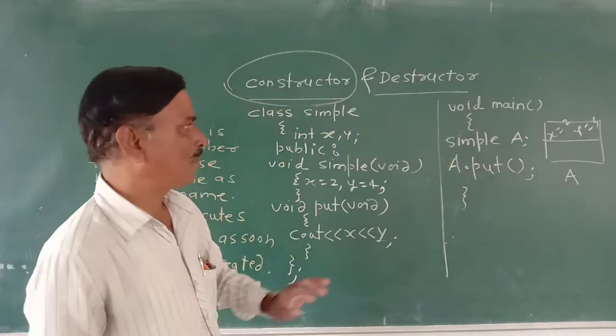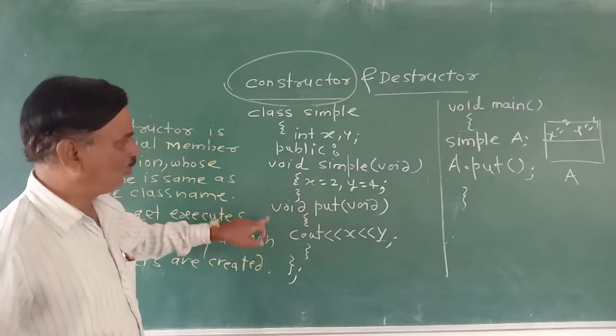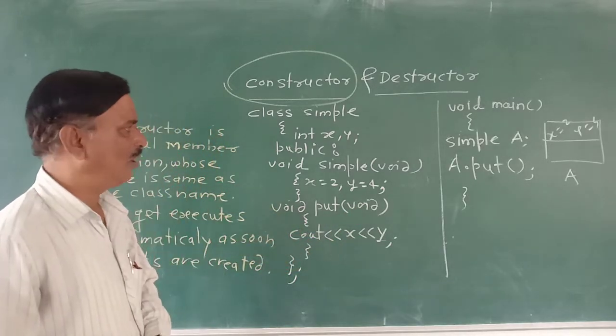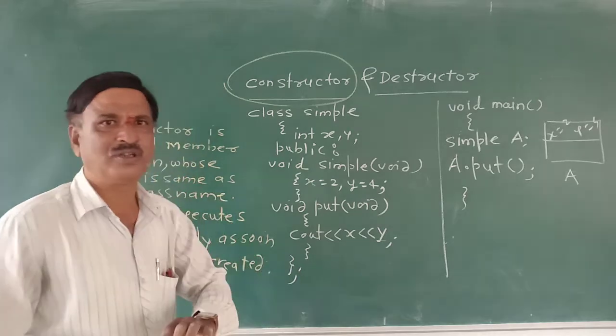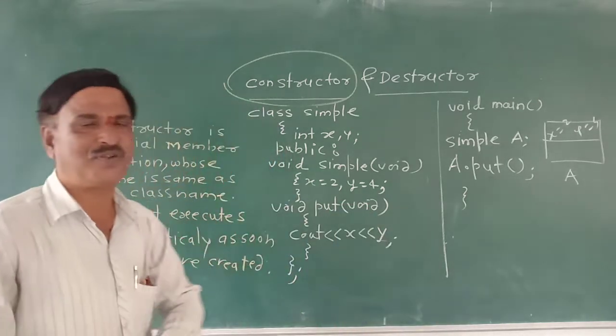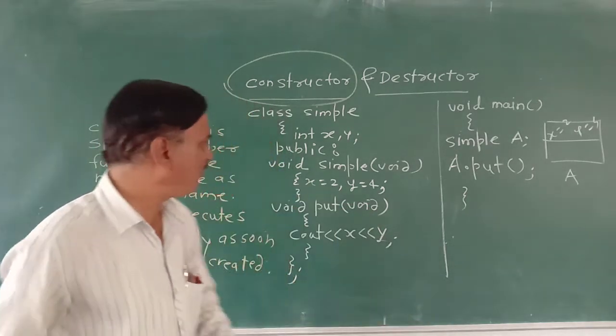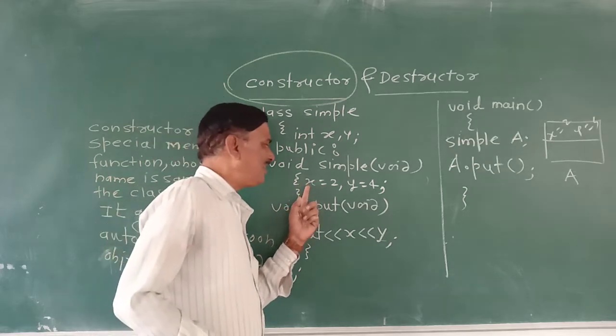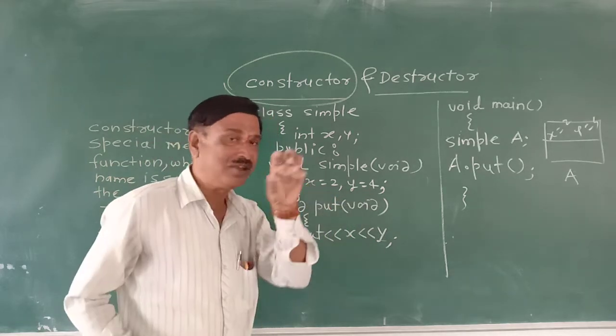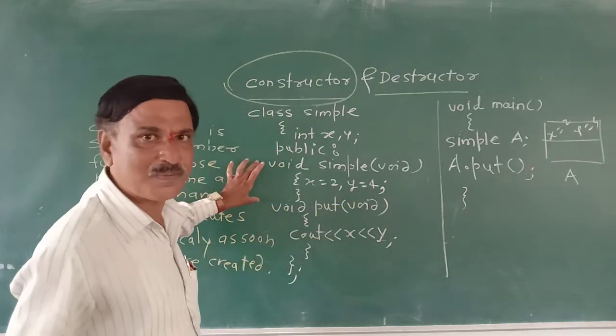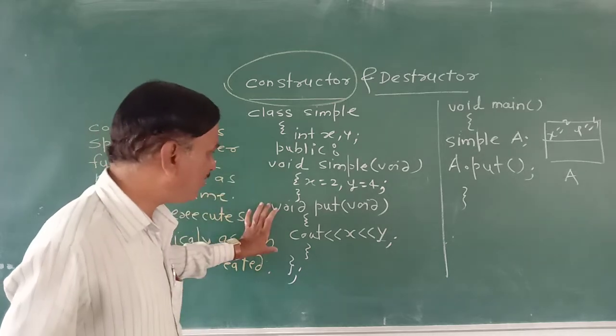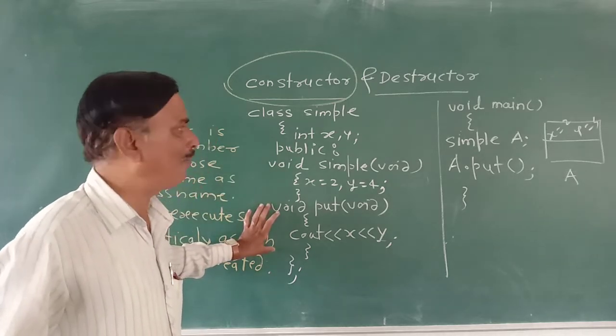Now look, two functions are there. The job of first function, the responsibility of first function, task of first function is to initialize x is equal to 2 and y is equal to 4. This is done by the constructor, and this is to display the value, an ordinary member function.